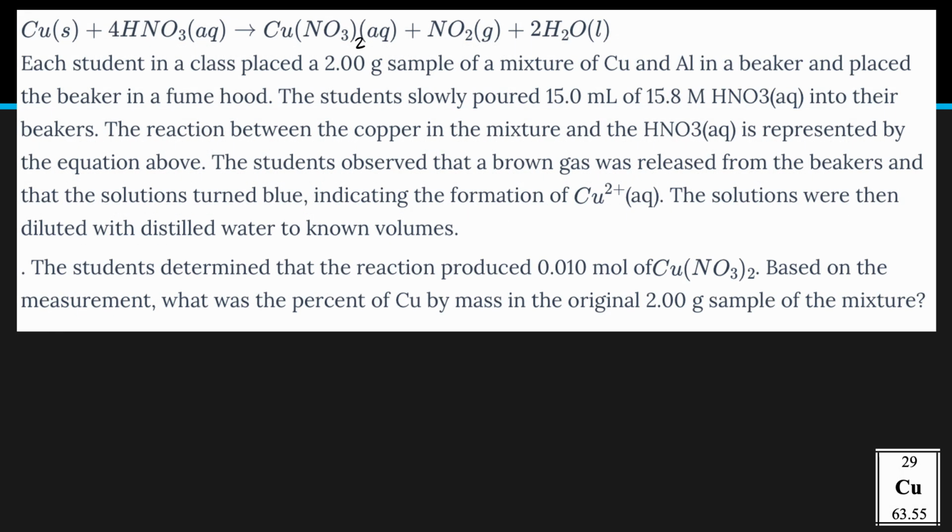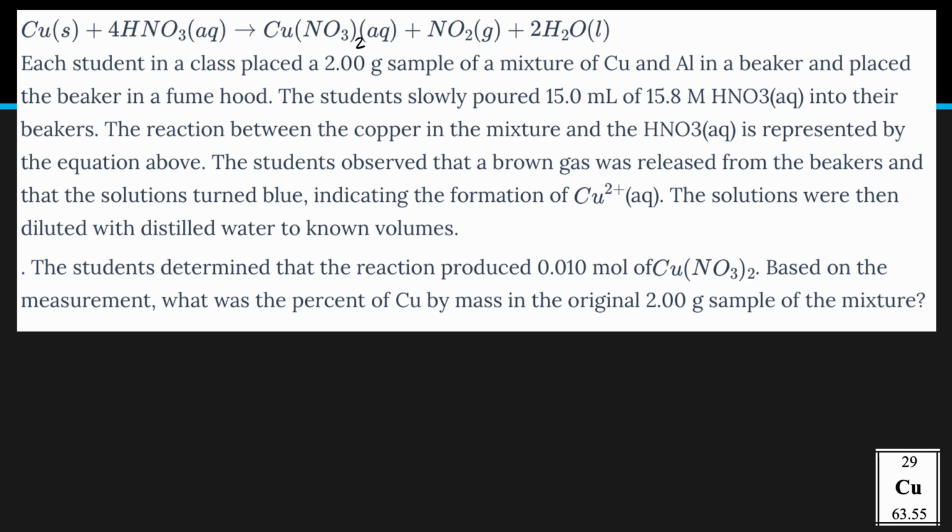All right, this final question says each student in a class placed a 2-gram sample of a mixture of copper and aluminum in a beaker and placed the beaker in the fume hood. The students slowly poured 15 milliliters of 15.8 molar nitric acid into their beakers.